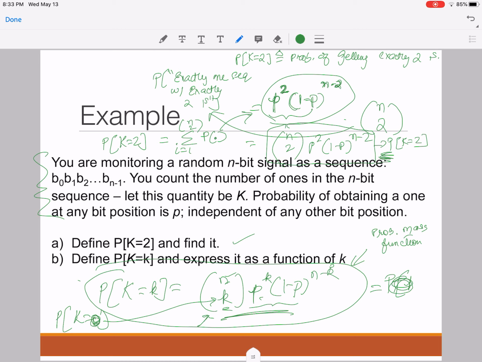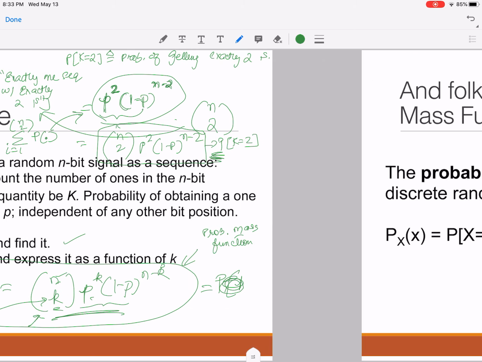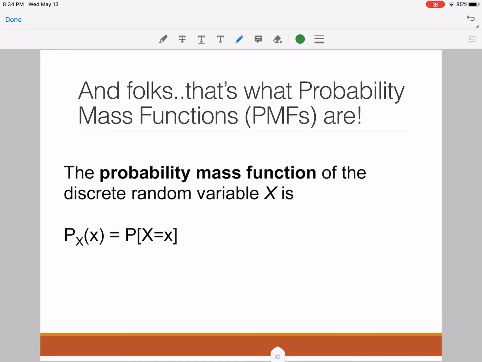If I were to plug in k is equal to 10, then I'm finding the probability of getting 10 ones out of the n-bit positions. So this is the probability mass function, which is the generalized probability equation for a given problem, and we can use it to find all kinds of probabilities. So that's what we did here. We derived the probability mass function.